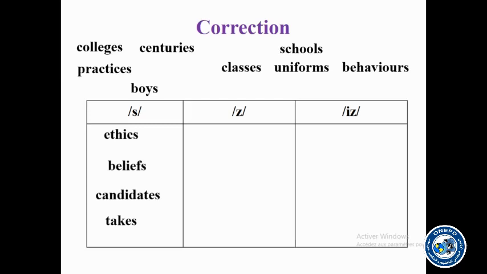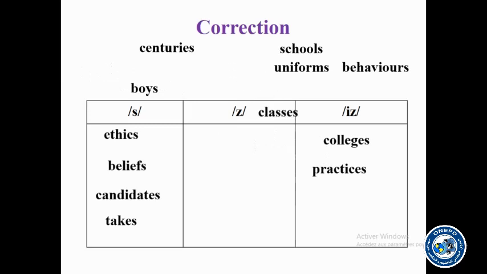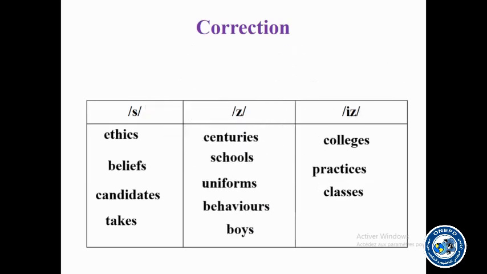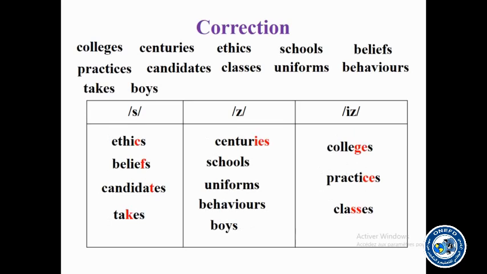Let's deal with the is sound with colleges, practices, classes, and of course the remaining ones are pronounced z. So you see here, for the S sound, we have the letter C, but it's pronounced K.